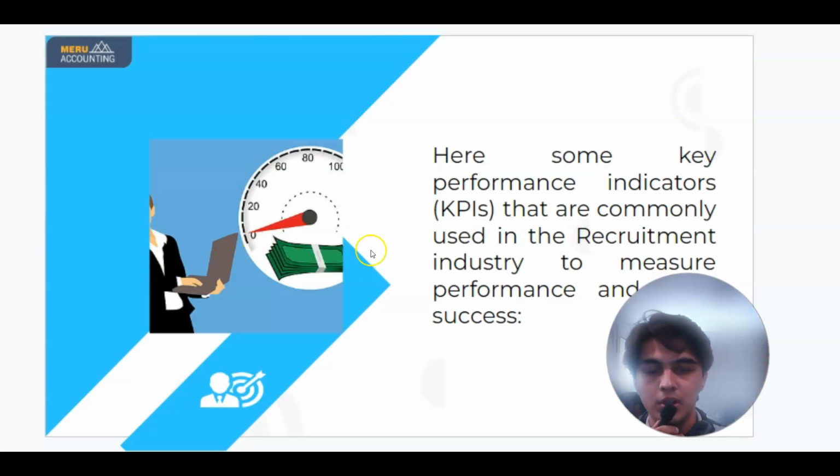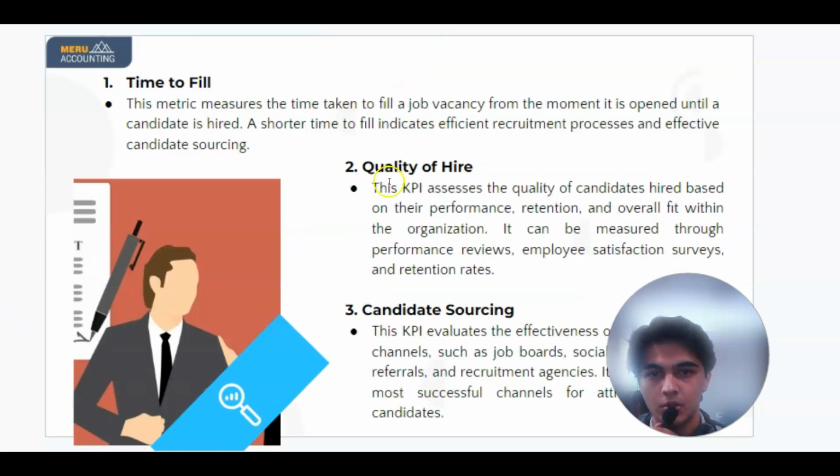So every industry has some indicators that show the track of success and growth of that particular industry throughout the years. So here are some key performance indicators that are commonly used in the recruitment industry to measure its performance and track success. So let's start with the first indicator, time to fill. This metric measures the time it takes to fill a job vacancy from the moment that you have opened that particular vacancy. Quality of hire.